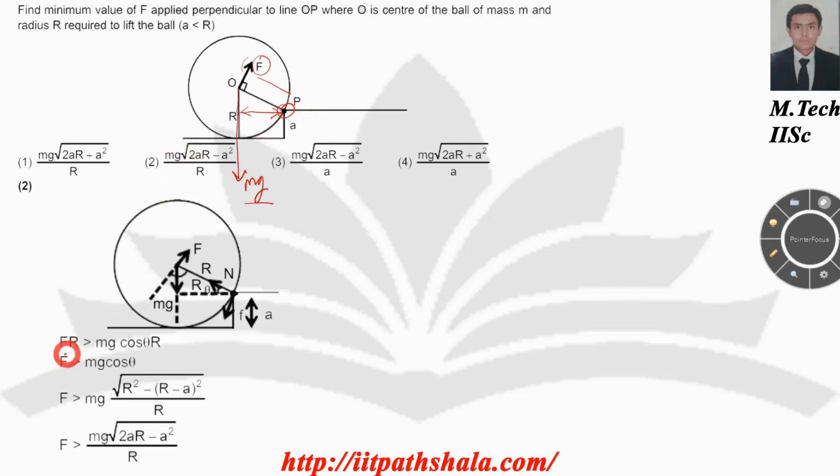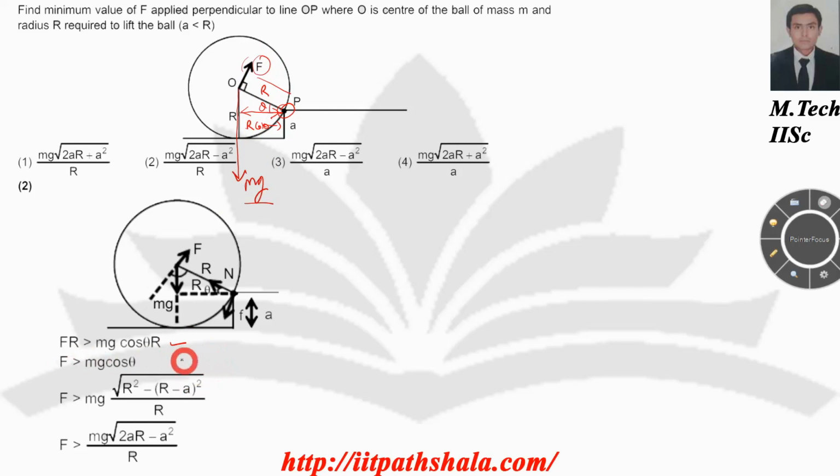So F into R should be greater than that of mg cos theta R. Now this distance is nothing but R cos theta. Okay, so I've taken this angle as theta. This is R, this is R cos theta. So mg into R cos theta should be less than that of F into R. The moment generated by F should be greater than that of mg over here. So I've taken the logic.